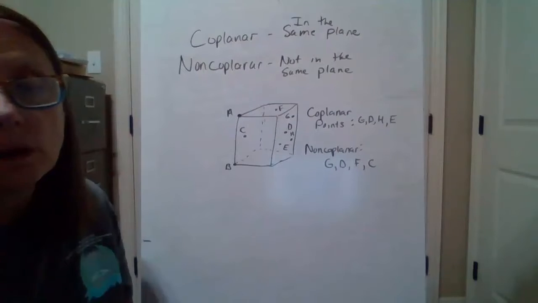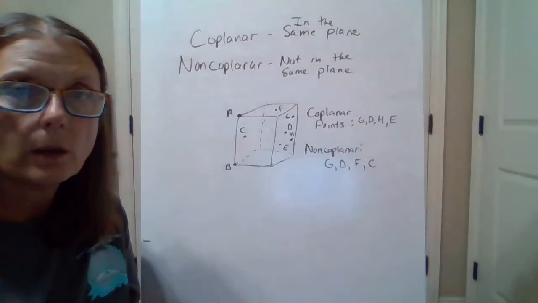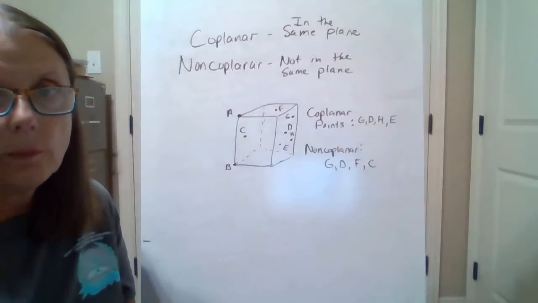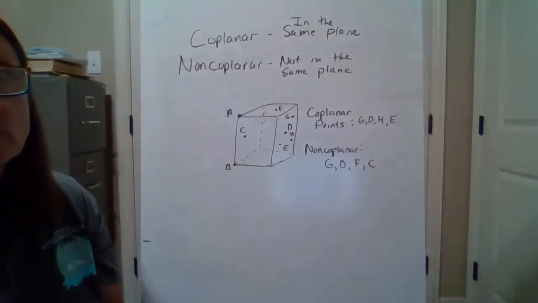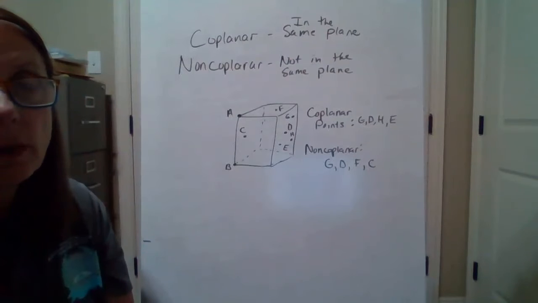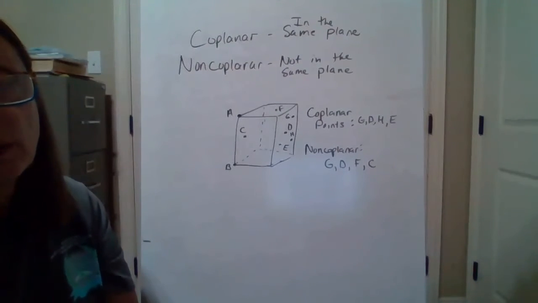Just like there's collinear and non-collinear points, there are coplanar and non-coplanar points. So coplanar would mean they are in the same plane. All the points that I might name have to be in the same plane to call them coplanar. And non-coplanar would be points that are not all in the same plane.